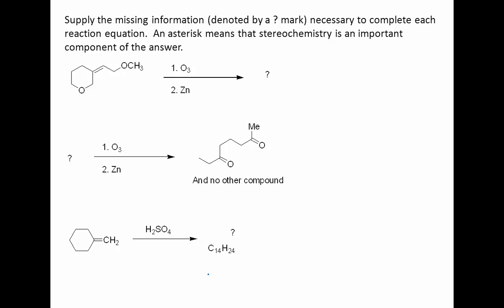Okay, so here you're supposed to just predict the product of each reaction, or in the second case you're actually going to predict the starting material. Again, pause the video, do the problems, and then look at the answers. All right, so here we're going to cut the molecule right there. We're going to leave the rest of these oxygen groups alone, focusing only on the double bond, so that will be one of our products.